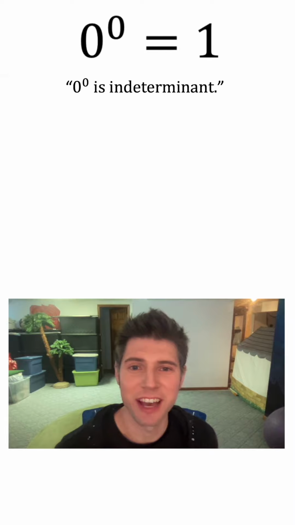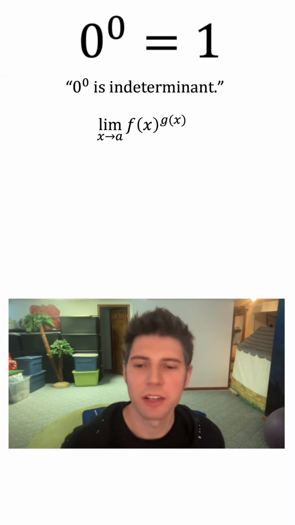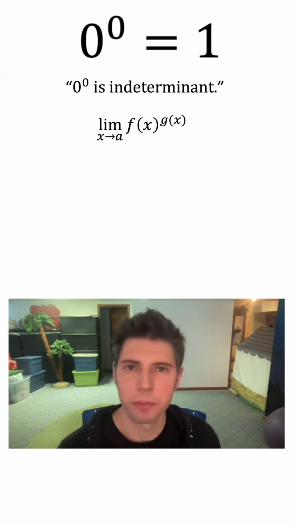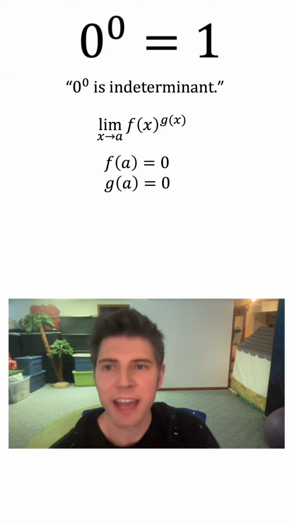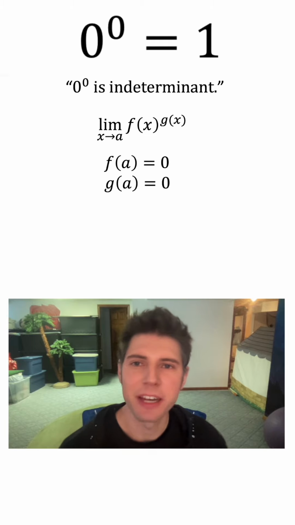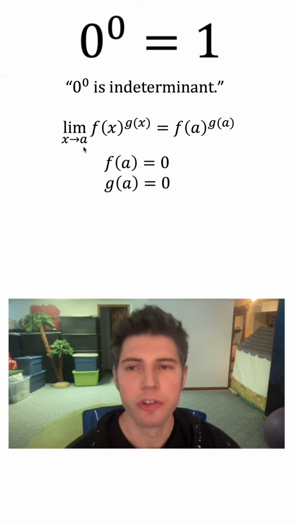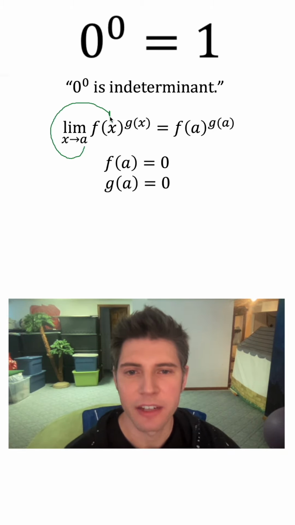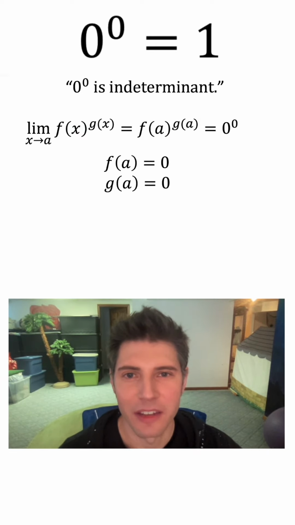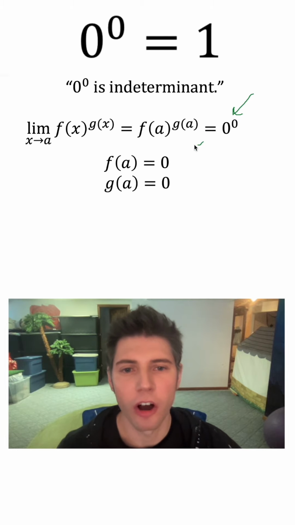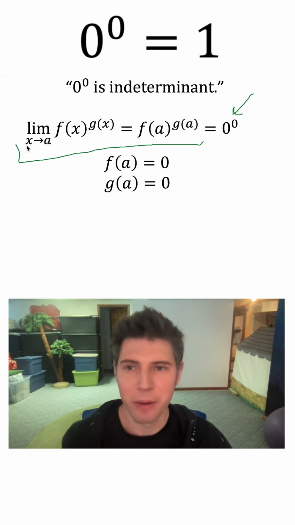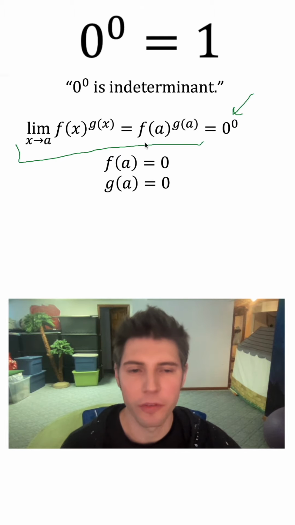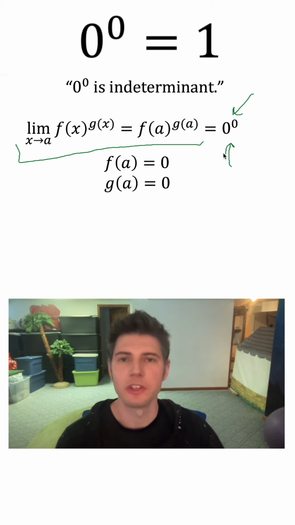Something else people say is that 0 to the 0 is indeterminate. In this context, it means if you're taking the limit as x approaches a of a function f of x to the power of another function g of x, and each of those functions evaluated at a are equal to 0, and then we do direct substitution and plug a into both of these x's, we get f of a to the power of g of a, and now we get this thing that looks like 0 over 0. But this is all built off of algebra. And if you remember, algebra has no definition for 0 to the 0. So we cannot solve this limit with direct substitution. We have to use other methods.